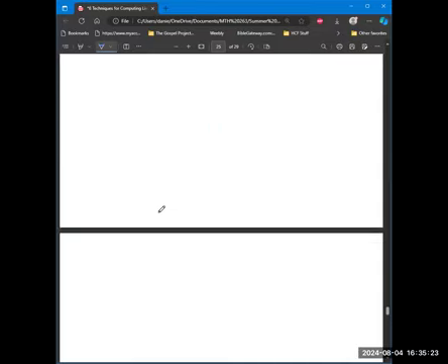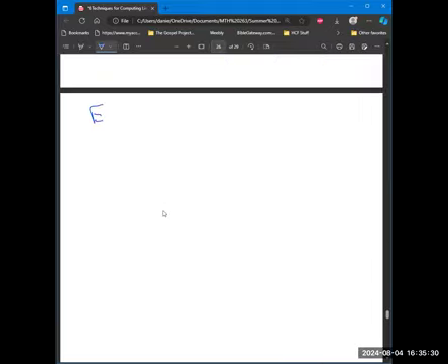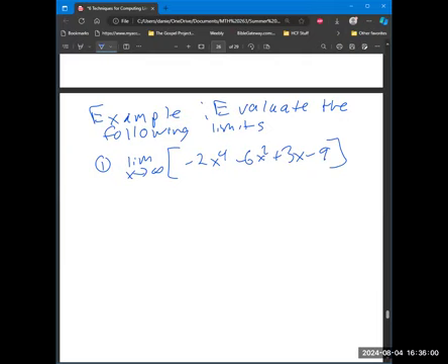Let's look at another example though. Here, this limit: limit as x goes to infinity of negative 2x to the fourth minus 6x squared plus 3x minus 9. And so we have negative and even, and we're going to positive infinity. So this is going to automatically go to negative infinity.